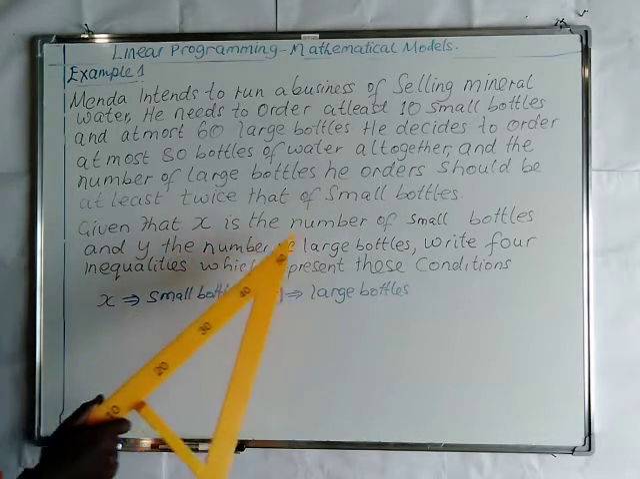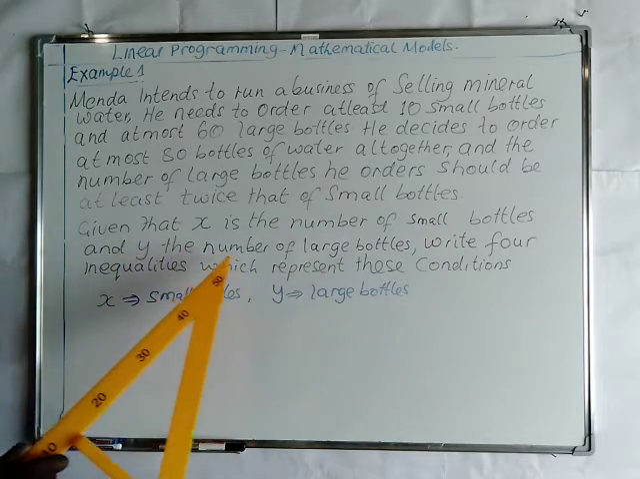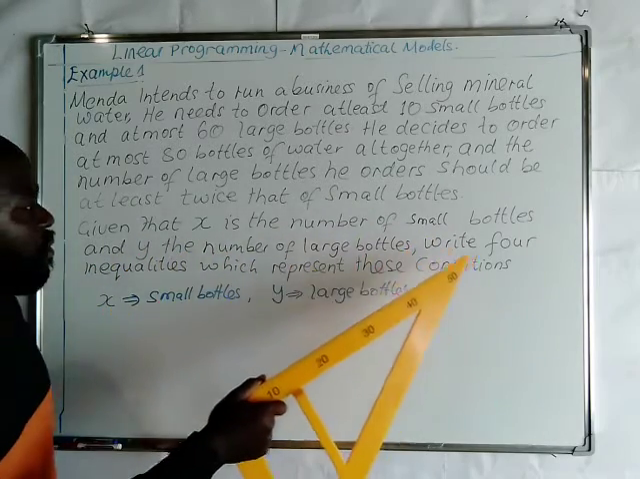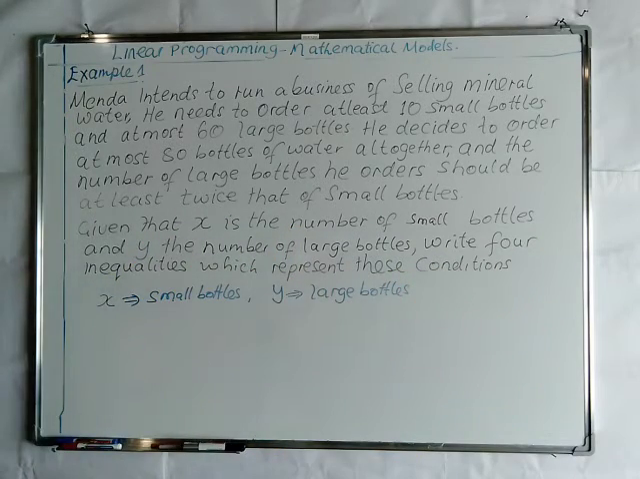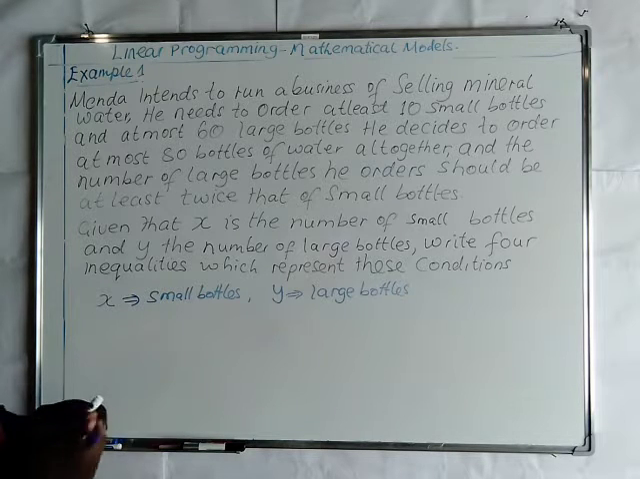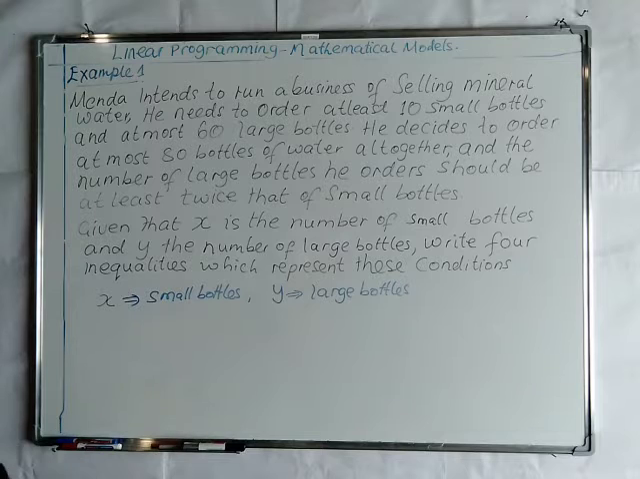Given that X is the number of small bottles and Y the number of large bottles, write 4 inequalities which represent these conditions. So we need to write 4 inequalities equivalent to the conditions that are given. As you can see, we are able to see the phrases or the terms that are used to mean specific inequality signs. There are some terms that we discussed earlier in the last video that mean specific inequalities.